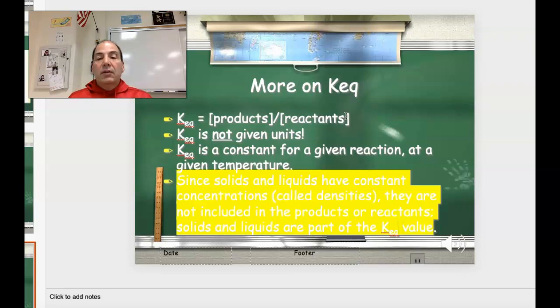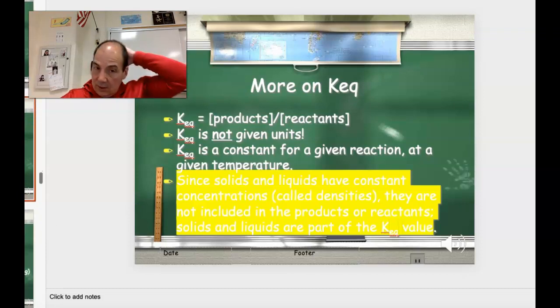The equilibrium constant does vary with temperature. We're only going to deal with room temperature, so we're not going to deal with any variation on temperature, although we'll talk a little bit about it at the end, but we're not going to really deal with it. But keep in mind, we derived all this by talking about rate laws. And in rate laws, we said we don't include solids and liquids because they have constant concentrations or densities. So same thing's going to be true here with equilibrium constants. We are not going to include solids and liquids.